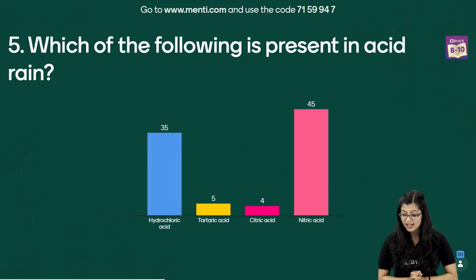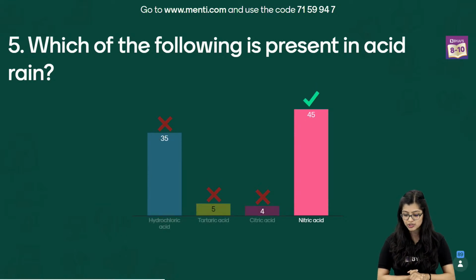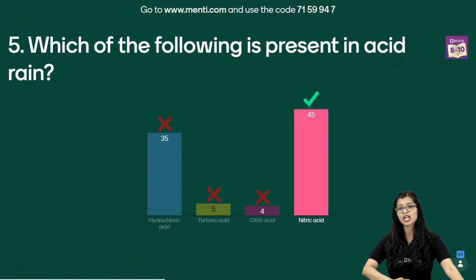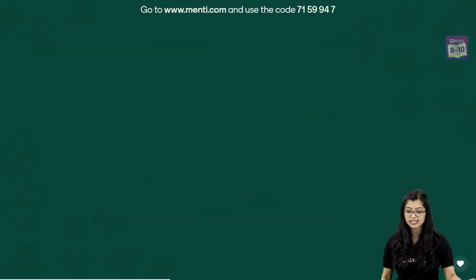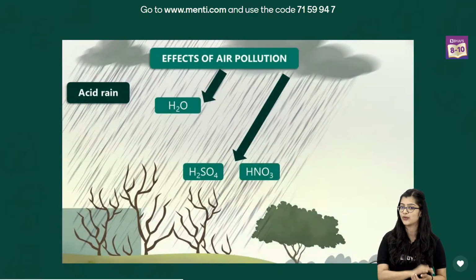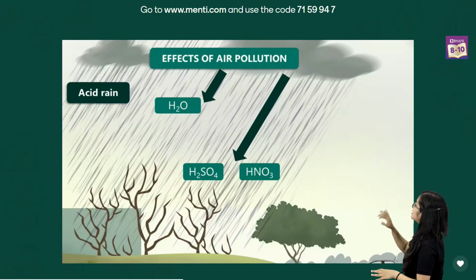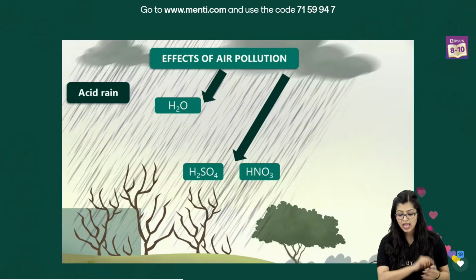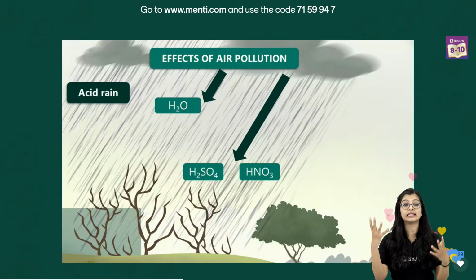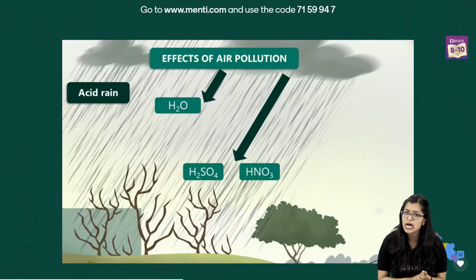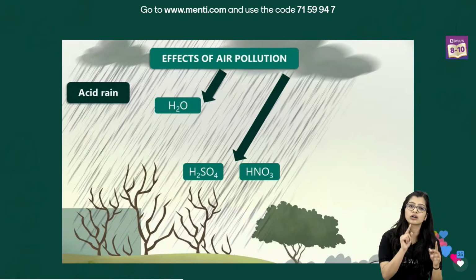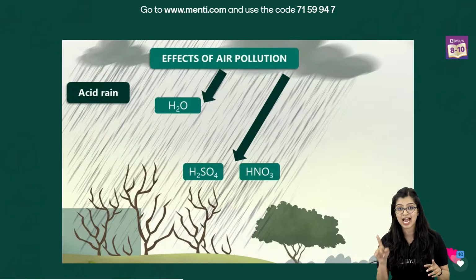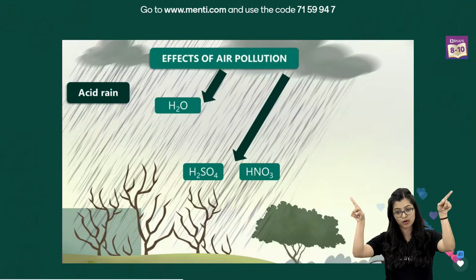And here, as you can see, 45 of you have got it right, which is nitric acid, while some of you have gotten confused with hydrochloric acid as well. So let's very quickly recall the concept of how acid rain is formed. Now we know that acid rain here is an effect of air pollution, right? And it is because in the industrial emissions, by the burning of fossil fuels, oxides of sulphur and nitrogen are released into the atmosphere.